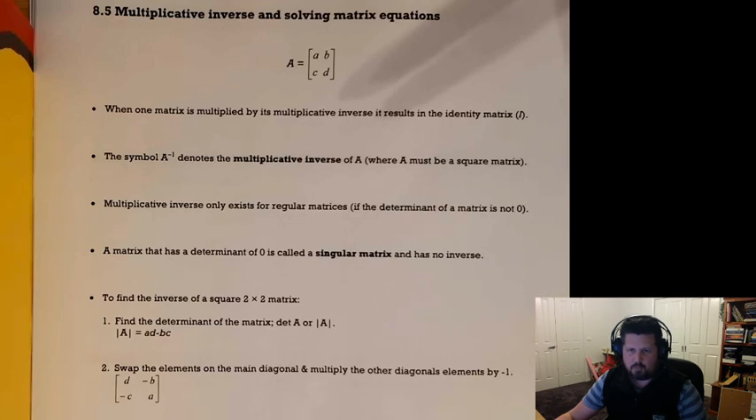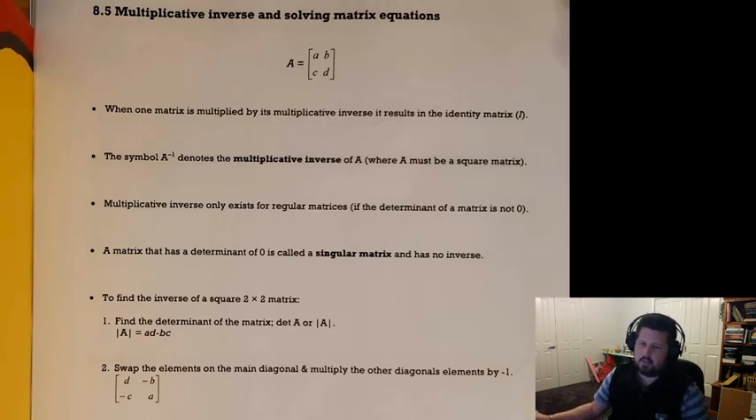Things you need to know. When you've got one matrix and it's multiplied by its multiplicative inverse, what's going to happen is you're going to end up with your identity matrix. That is denoted with a capital I. So it's useful to know a matrix multiplied by its inverse is going to be the identity matrix.